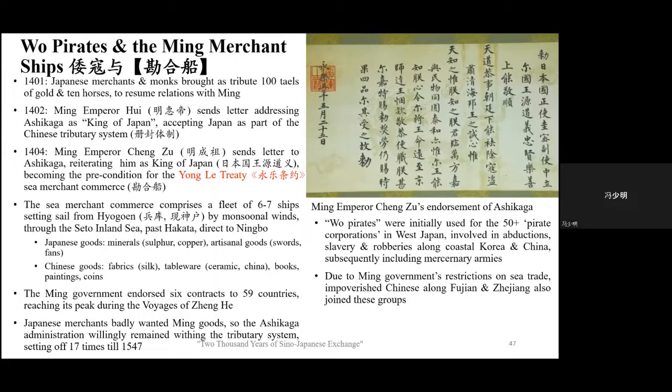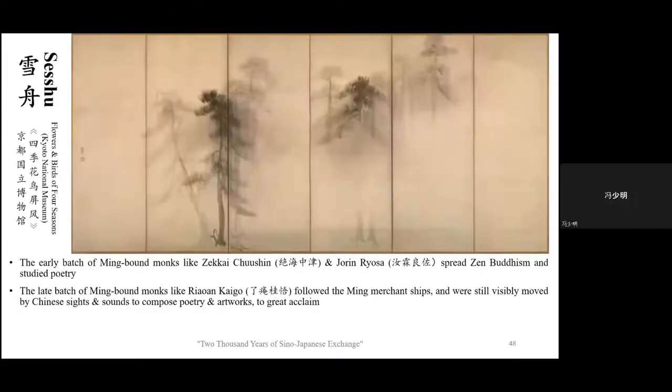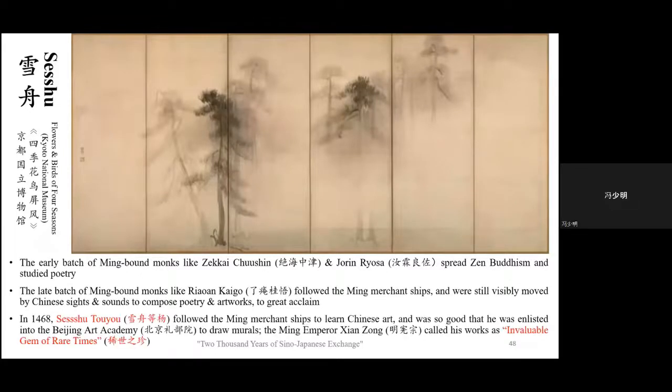But at the same time, there were also many Japanese pirates during this period. Okay, so this period was characterized by strong exchange, especially the Japanese monks who visited China, and they absorbed painting techniques and the high culture. Even the Ming Emperor Xianzong called the paintings of Sesshu Toyo invaluable gems of rare times.